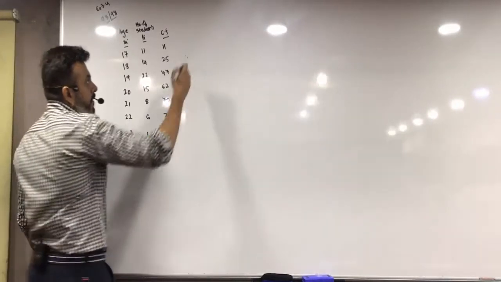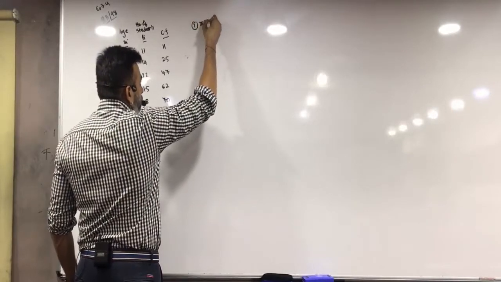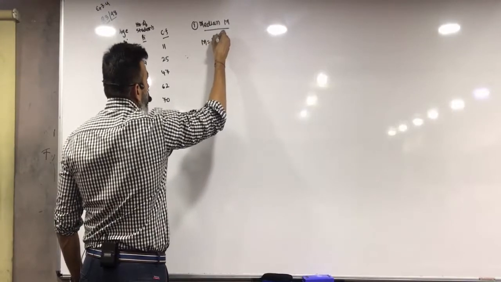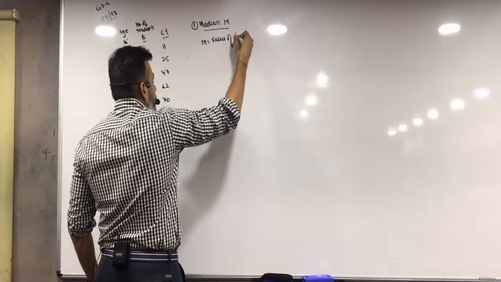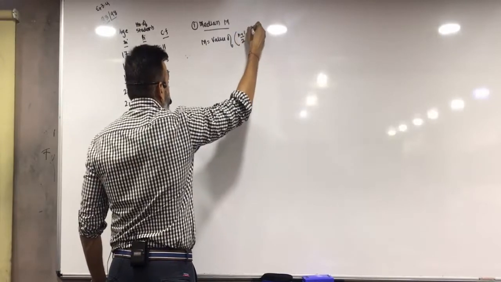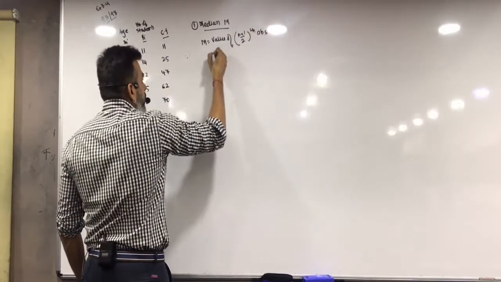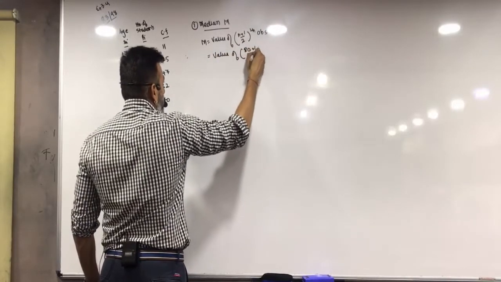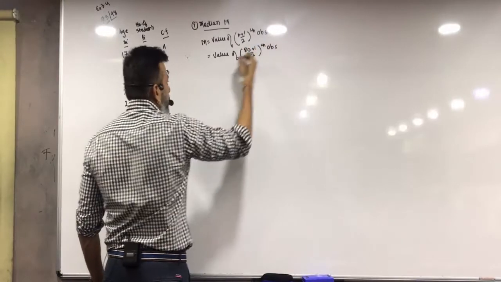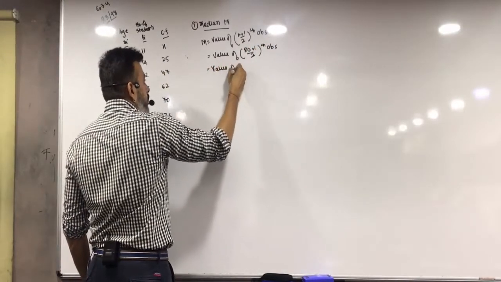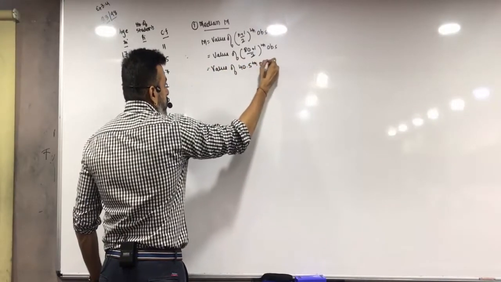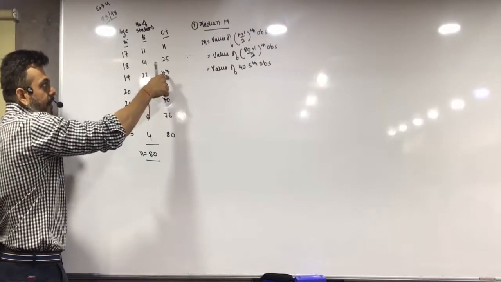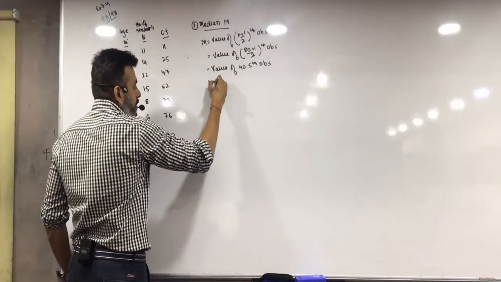Now, the first measure is the median, M. Median M is equal to the value of n plus 1 upon 2th observation, which is equal to the value of n is 80 plus 1 upon 2th observation, which is equal to the value of the 40.5th observation. Now where will 40.5 fall? It will fall within 47. So M is equal to 19.